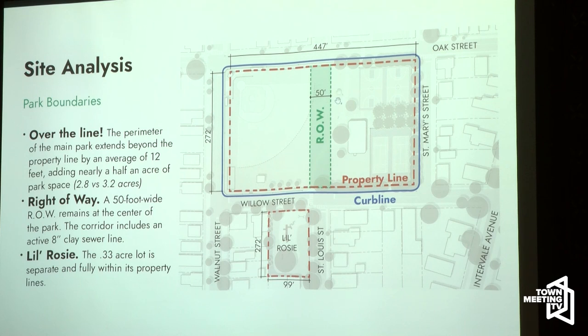There's also a right-of-way through the center of the park. That's more of a historical piece that's not relevant to the park development, except that there's an old sewer line through there. So if we start making changes in that part of the park, it would be a good moment to upgrade the sewer line that's there. Just a consideration. And then Little Rosie is across the street, and it's about a third of an acre dedicated to play.